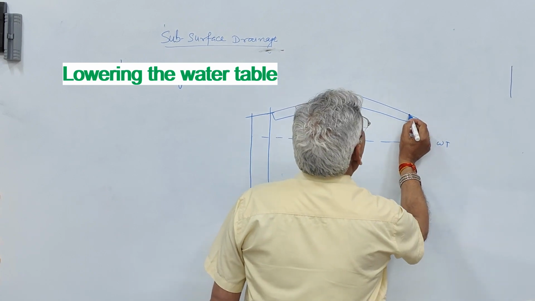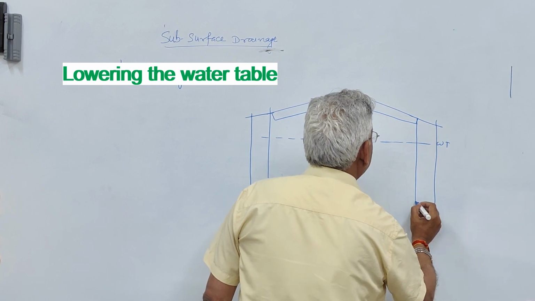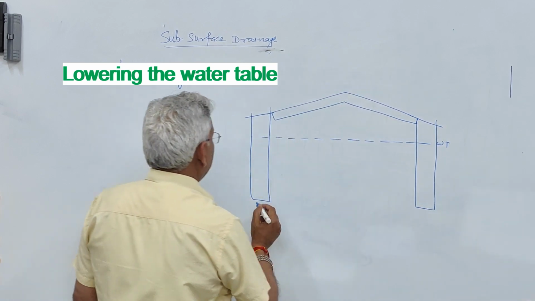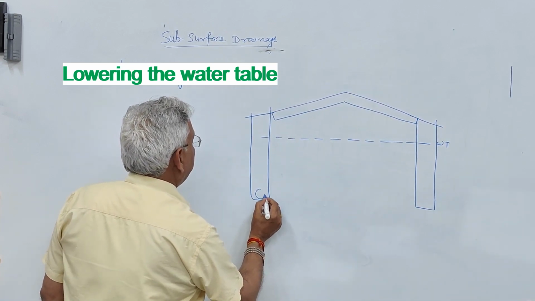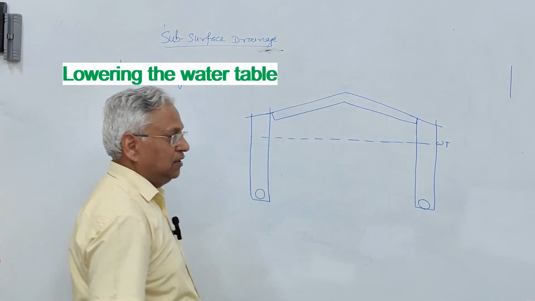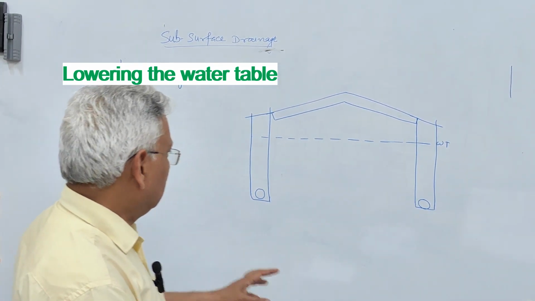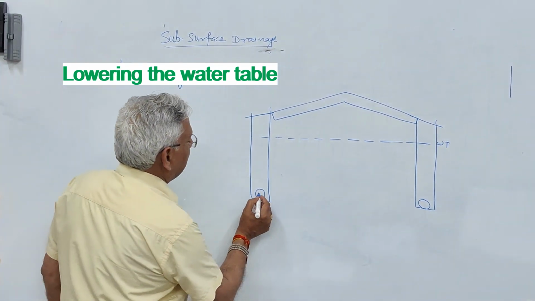and within this trench, you provide the filter material, and here a perforated pipe on either side. These are longitudinal drains. Now, this is a perforated pipe.